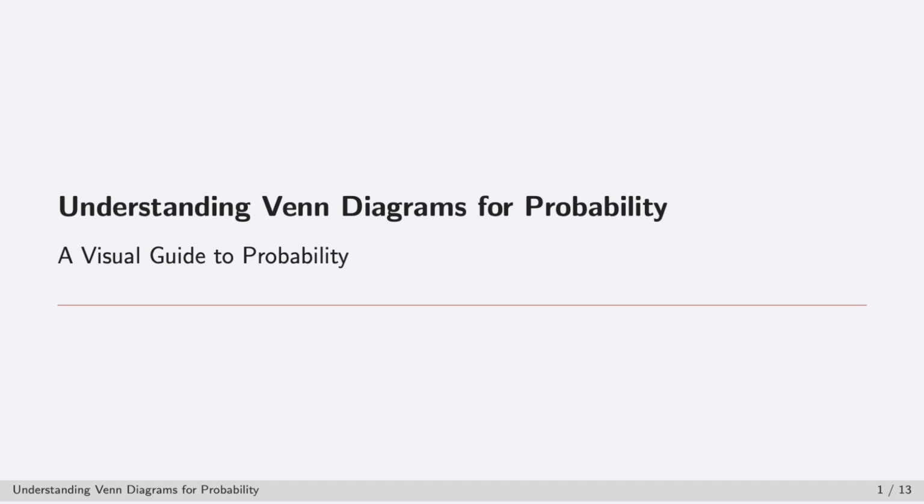Here's a little joke to start us off. Why did the statistician break up with the Venn diagram? Because it just didn't overlap with their interests.